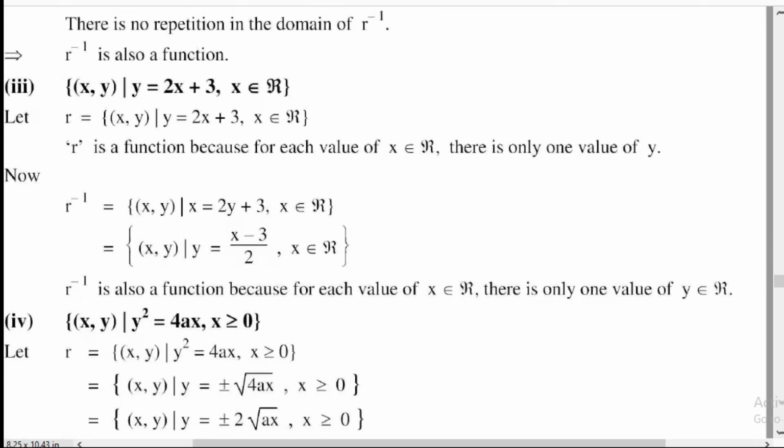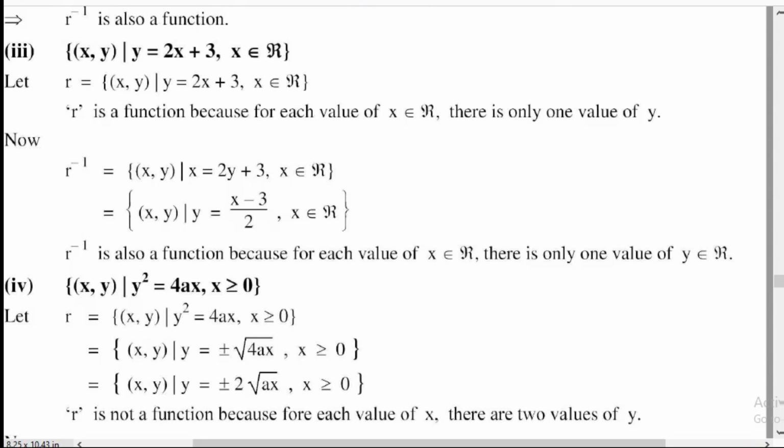Fourth part, that is {(x, y) such that y square is equal to 4ax, x greater than or equal to 0}. Let's suppose R is equal to {(x, y) such that y square is equal to 4ax, where x is greater than or equal to 0}. Taking square root on both sides, y is equal to plus minus the square root of 4ax. The square root of 4 is 2, so y is equal to plus minus 2 square root of ax, where x is greater than or equal to 0. R is not a function because for each value of x there are two values of y. It means y square gives two values, a positive and a negative, so it is not a function.